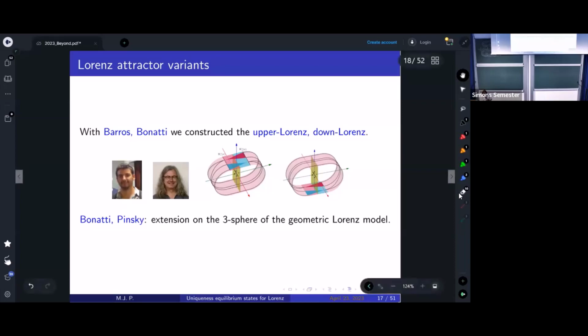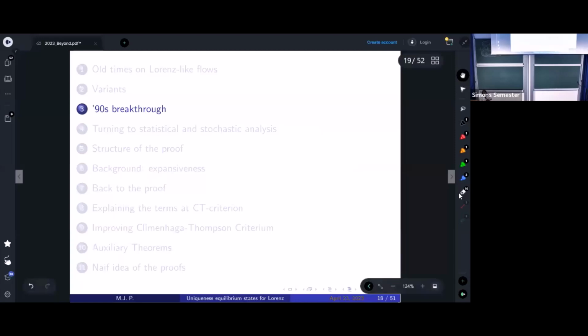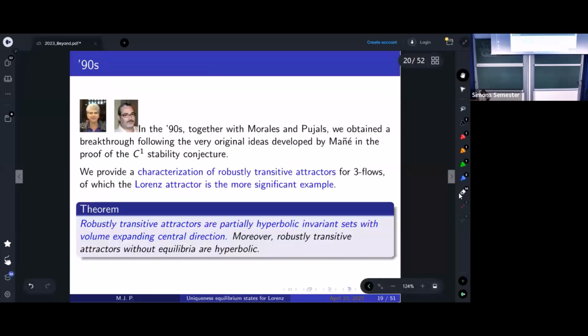And this is what we call the upper Lorenz attractor, and this is the down Lorenz attractor. And recently, Bonatti and Pinsky gave an extension on a three-sphere of the geometric Lorenz model. And okay, now in the 90s with Morales and Pujals, we provided a characterization of the robust transitive attractors for three flows, of which the Lorenz attractor is the most significant example.